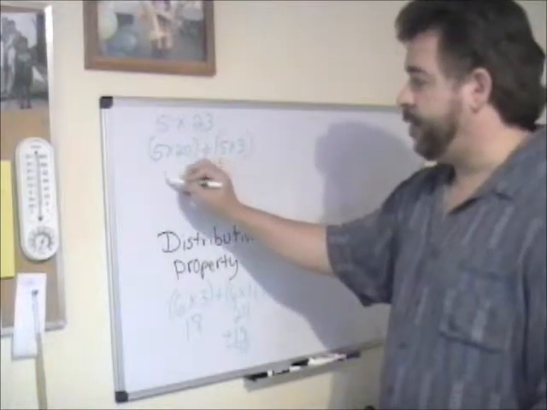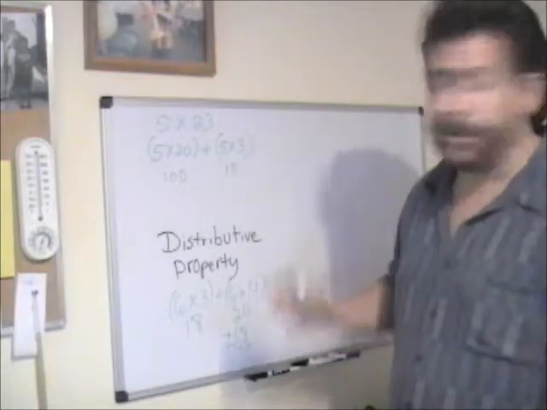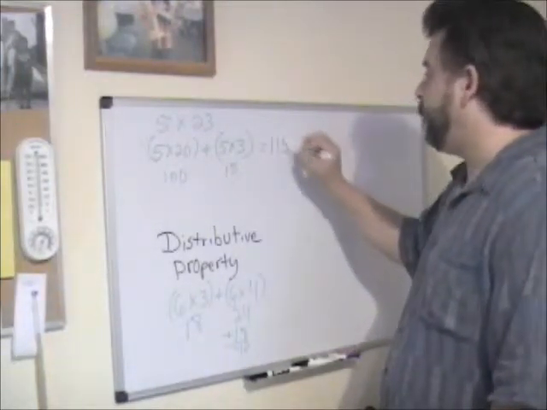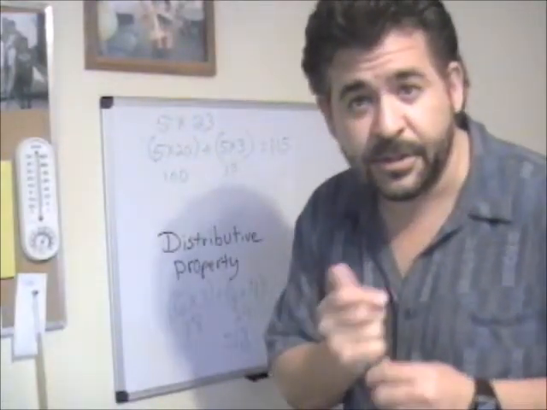So 5 times 20 is 100, and 5 times 3 is 15. And just add those up, which equals 115. So that's the purpose of distributive property. It makes multiplying those two digits a little easier.